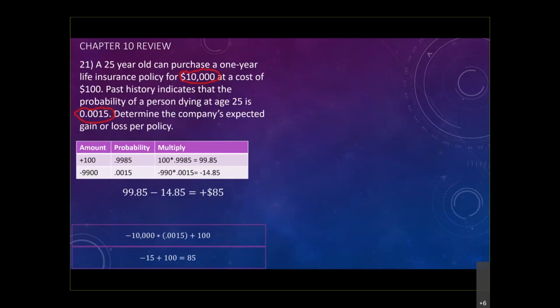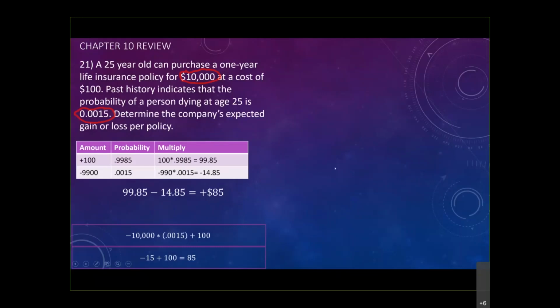And you take negative $15 plus the amount you gain, which is the common gain of 100. Everybody see that regardless of how you do it, you still get $85. The common still gains $85. Okay. So again, this is a little bit easier, because the only numbers they give us are the 10,000, the 0.0015, and the 100. We just attack with whatever information they give us. Okay.